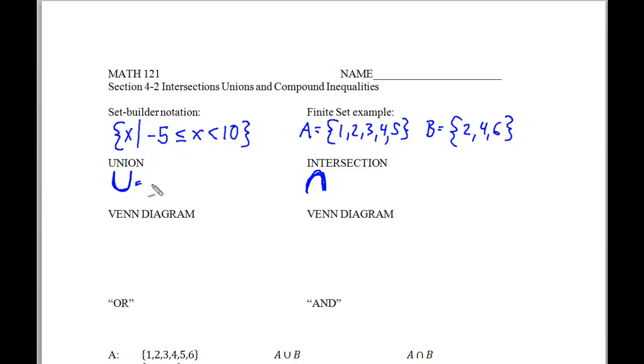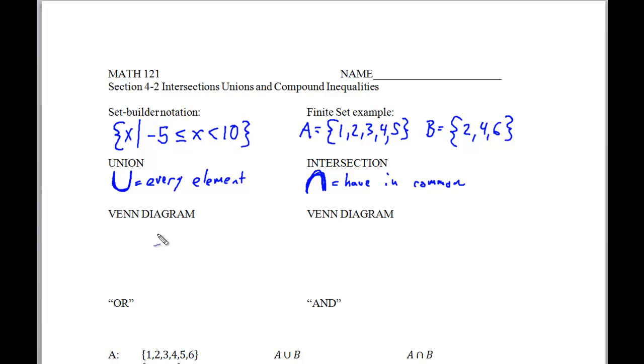So the union is going to be every element of all sets, so I'm just going to write down every element. And the intersection is going to be only what they have in common.